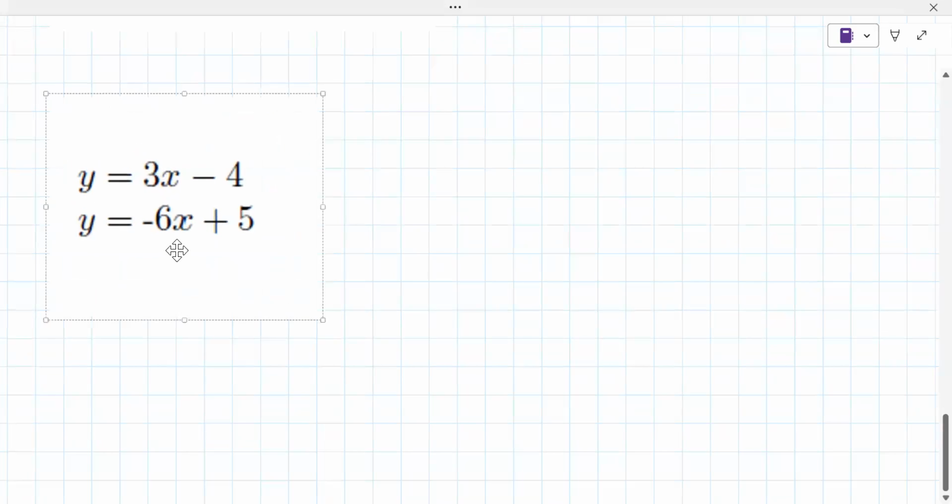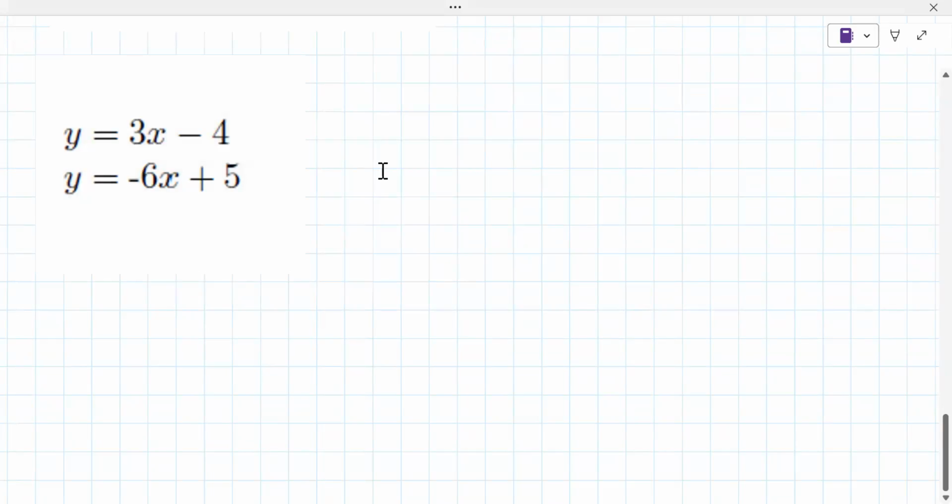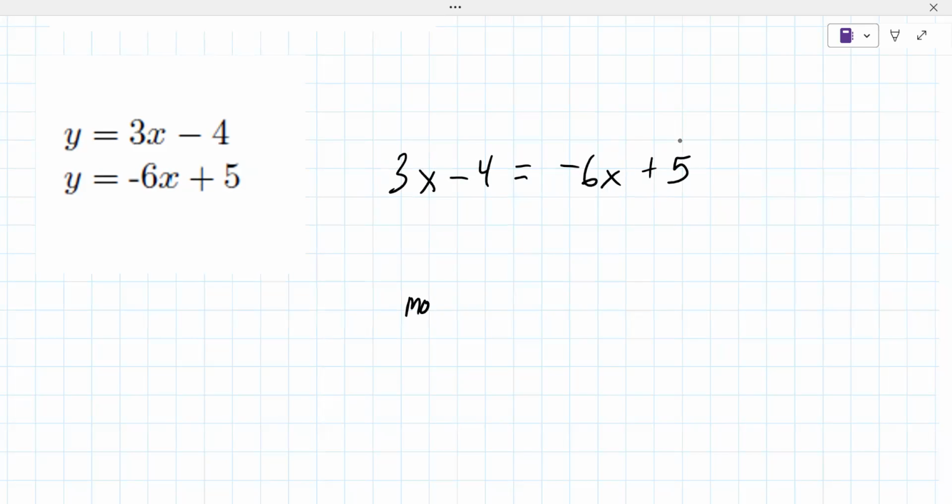Okay. So here's a system that you might have here. y equals 3x minus 4. y equals minus 6x plus 5. Okay, so the most basic way to solve a system is to set the equations equal to each other. And so this is yet again why we learned how to solve equations like this. Now I don't know if we solved any like this, so I'll talk about what to do next. You move the variable from the smaller to the larger.